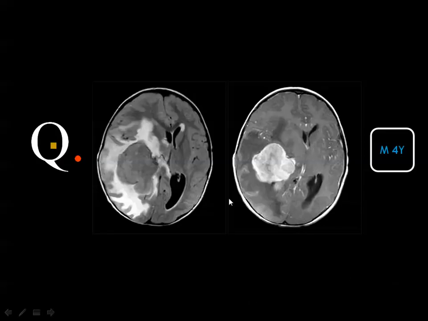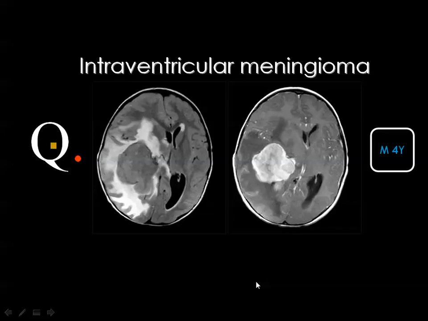Yes, axial brain MRI, FLAIR, and contrast enhanced T1 weighted image. Yes, large space occupying lesion, strongly enhancing. The glioblastoma will show heterogeneous enhancement. Meningioma is rare in the pediatric age group. Choroid plexus papilloma, and meningioma is actually rare in the pediatric age group unless the patient has neurofibromatosis type 1 and you get meningioma inside the ventricle.